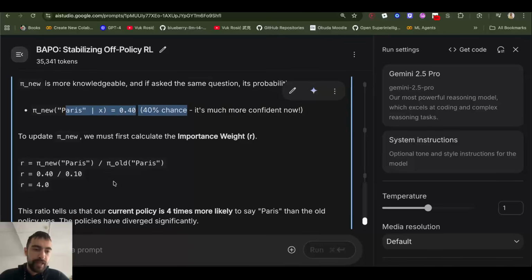new model. And so we're going to calculate this importance weight, or importance ratio, which is just the probability of the new model generating Paris versus the old model generating Paris. So in this case it will be 40% or 0.4 over 10% or 0.1. So the new model is 4 times more likely to generate the word Paris, which we can look at as it learned that Paris is a good answer here.